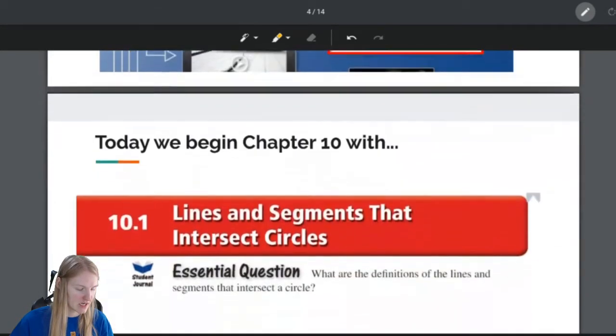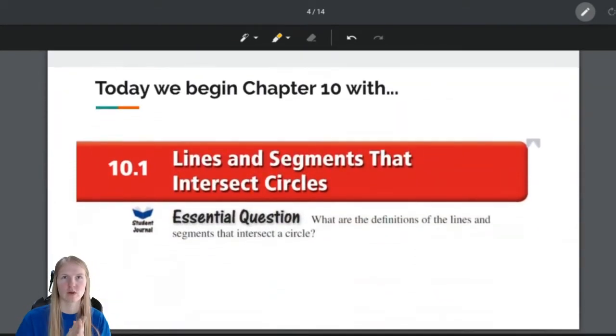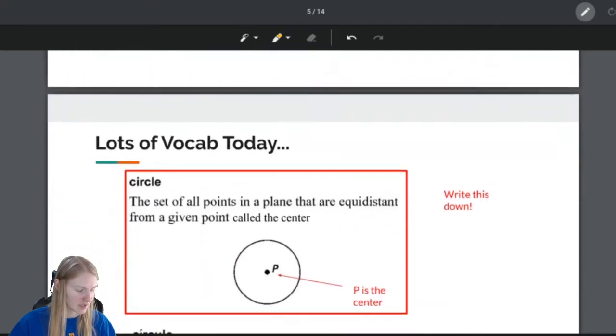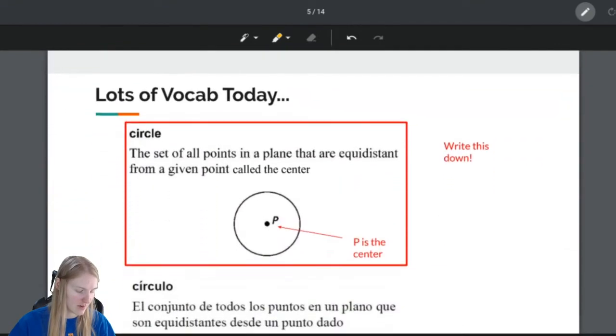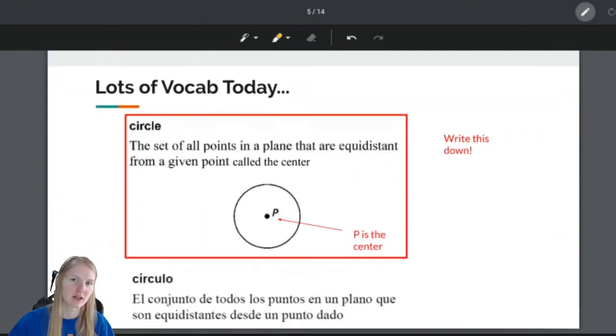So, to begin chapter 10, today we are talking about 10.1, lines and segments that intersect circles. The essential question for today is, what are the definitions of the lines and segments that intersect a circle? So this is the question we are aiming to answer today. There's going to be quite a bit of vocab today. That's basically all today is going to be, a lot of vocab. So, pause the video, write this down, and then talk about it with me.